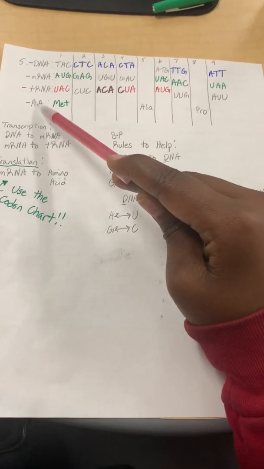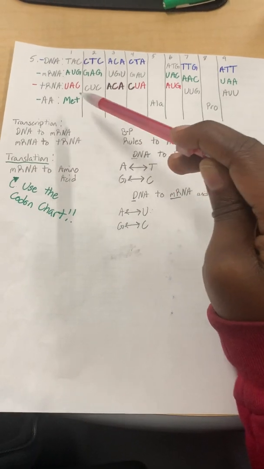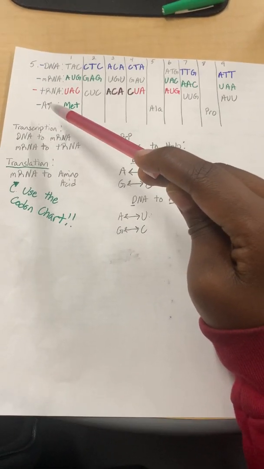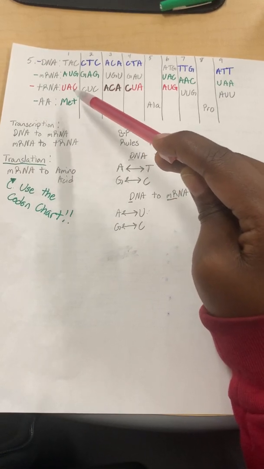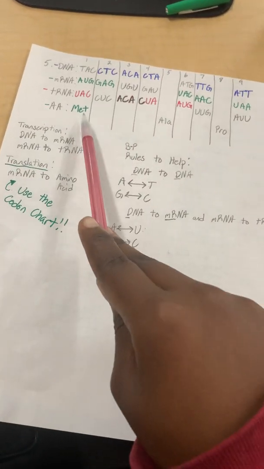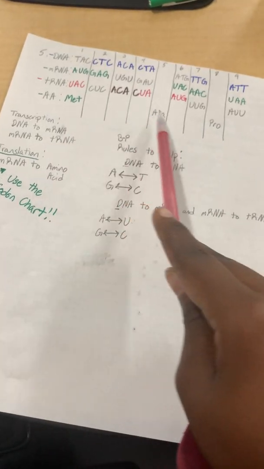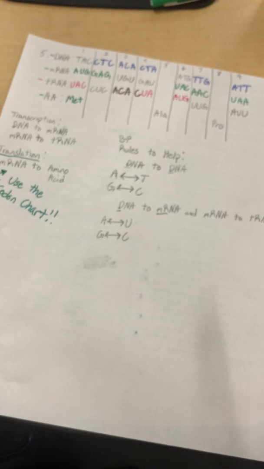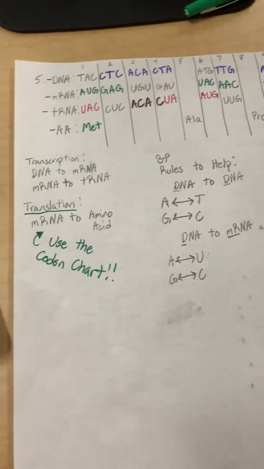In this video, we will be looking at how to solve the very last row, AA, which stands for amino acid. As you should already know, the amino acids are the building blocks of proteins. Once we get these 9 sequences figured out, these 9 amino acids together make a protein. All right, let's get into it.